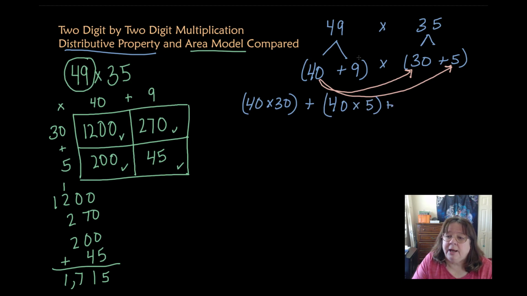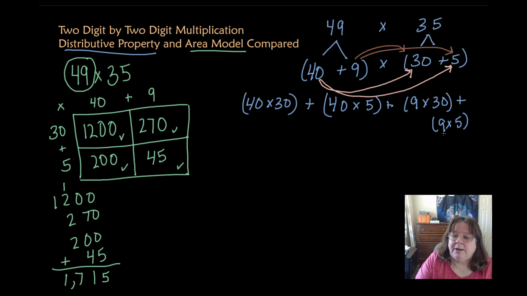Okay, then I'm going to have 9 times 30, and then finally 9 times 5. I'm just going to write that down here. And that's okay. Ran out of room. That happens. So 40 times 30. Well, 40 times 30, we just actually did that.